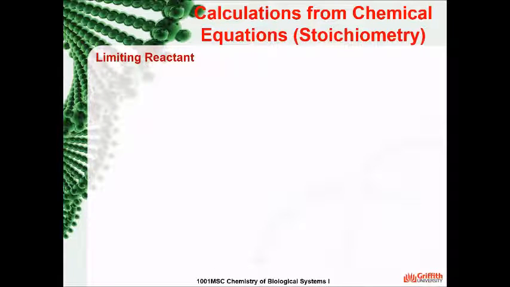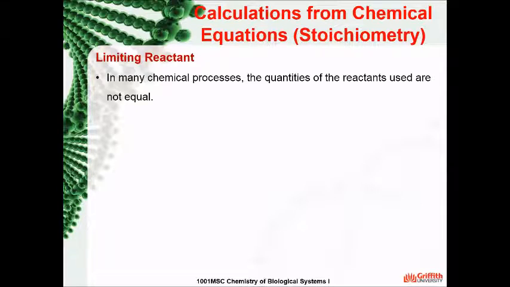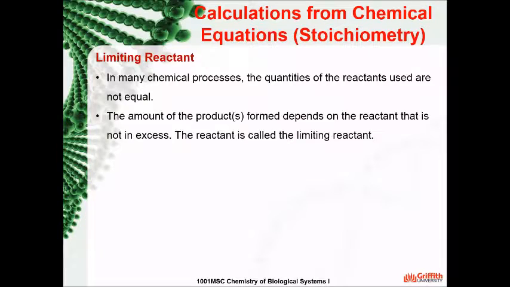Let us now study limiting reactants and yield calculations. In many chemical processes, the quantities of the reactants used are not equal, so one reactant will run out before the others do. The amount of the products formed in such a case depends on the reactant that runs out first. This reactant is called the limiting reactant, as it limits the amount of product that can be formed.